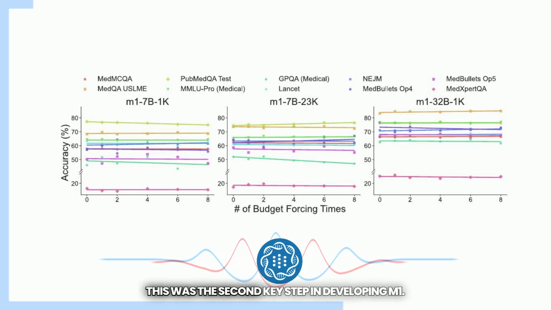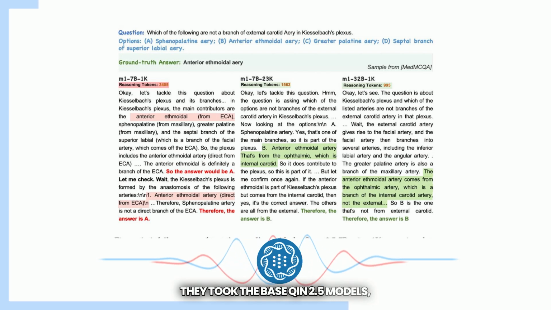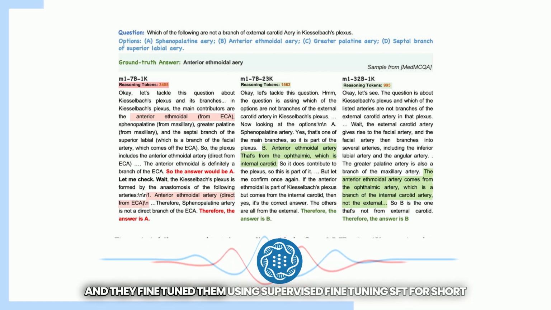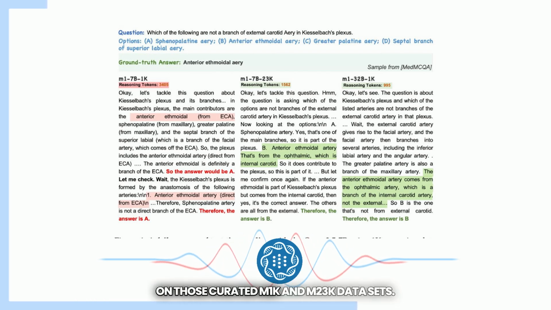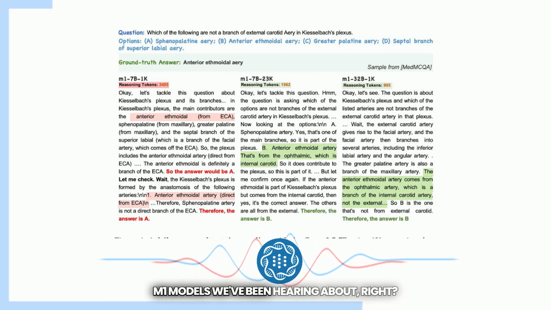This was the second key step in developing M1. They took the base Qwen 2.5 models, both the 7 billion and 32 billion parameter instruct versions, and they fine-tuned them using supervised fine-tuning, SFT for short, on those curated M1K and M23K data sets. And this training process is what created the different M1 models we've been hearing about, right?